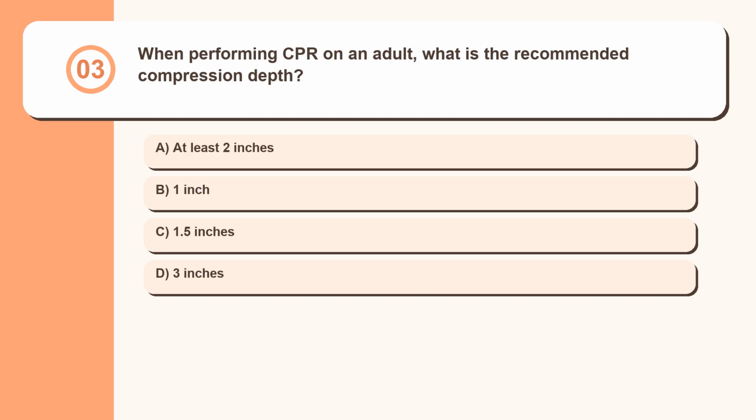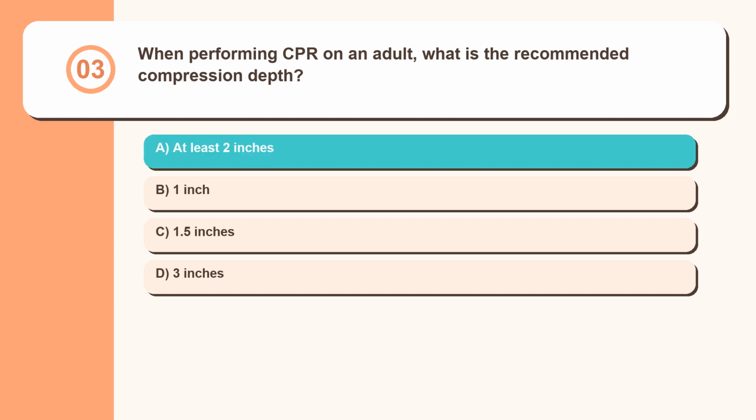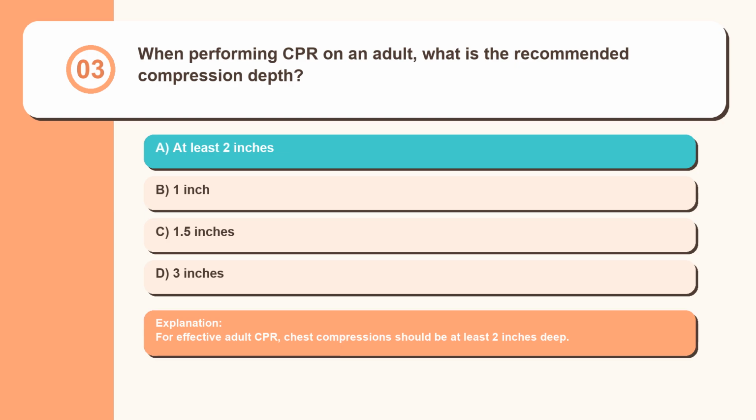Question 3. When performing CPR on an adult, what is the recommended compression depth? At least 2 inches, 1 inch, 1.5 inches, 3 inches. For effective adult CPR, chest compressions should be at least 2 inches deep.